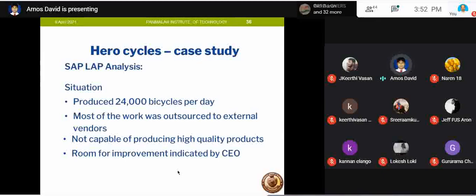That is what they were doing basically. Then they were not capable of producing high quality products. This is something that they found out. The IIT Bombay people who were assigned this project found out that the Hero company was not capable of producing high quality products.